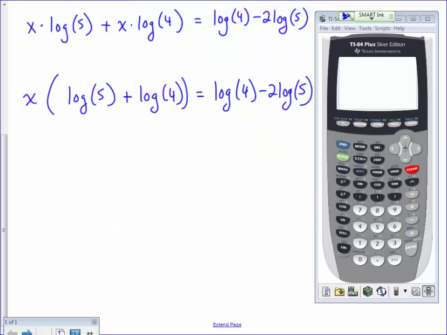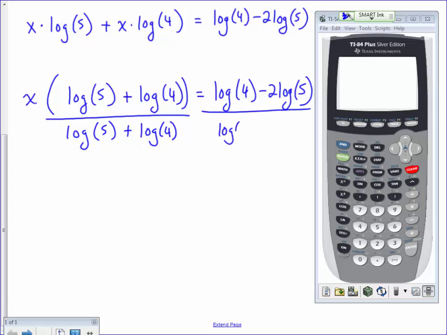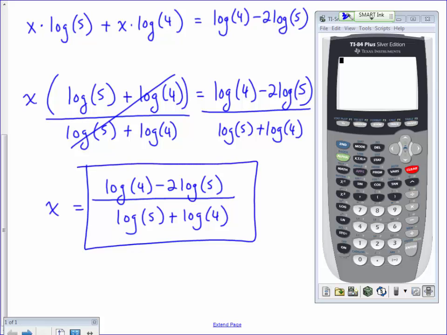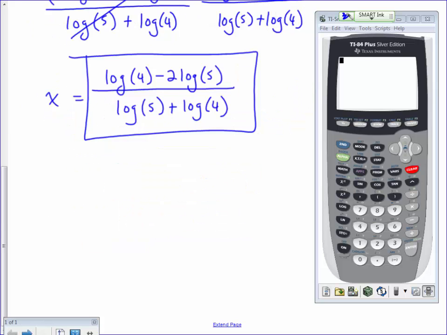Okay, once that x is factored out, we can solve by dividing out whatever's in the group behind the x. So we're dividing here by log of 5 plus log of 4. On the left side, that whole group cancels and leaves us with just x. On the right side, we're left with log of 4 minus 2 log of 5, and then divided by log of 5 plus log of 4. Now, on an exam, that's an acceptable answer. That's actually what I would prefer.